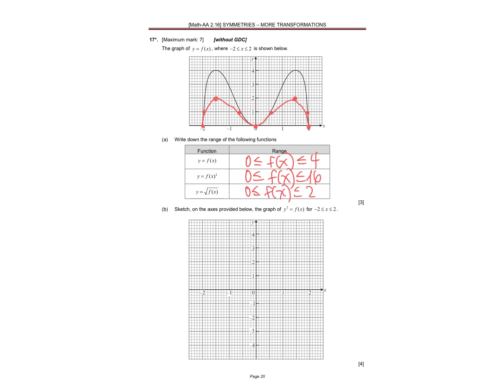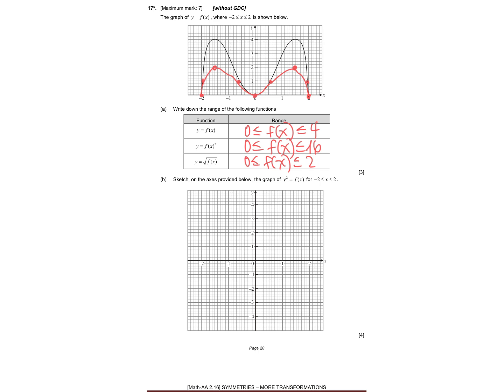Sketch on the axes provided the graph of y squared equals f of x for -2 to 2. So that's just y is the square root of f of x. And I've already got the top part of it because, I guess, it's plus or minus. So we're going to have here, here, here. And at (2, 4), it's going to become (2, 2). Not (2, 1/2), 1.5. So here and here.